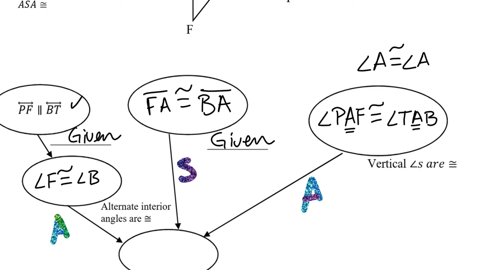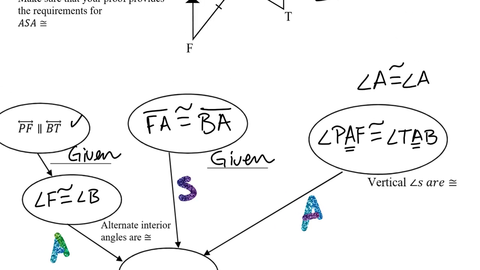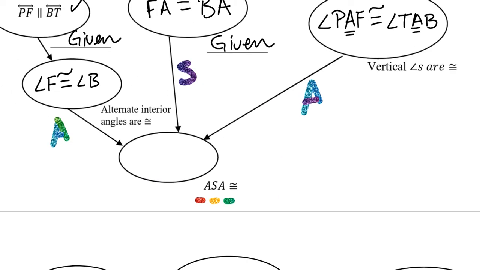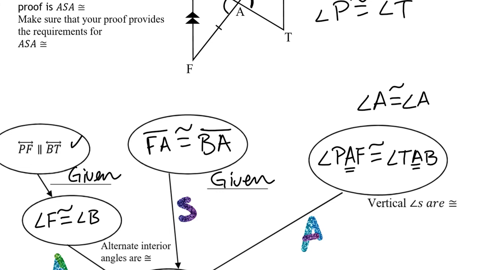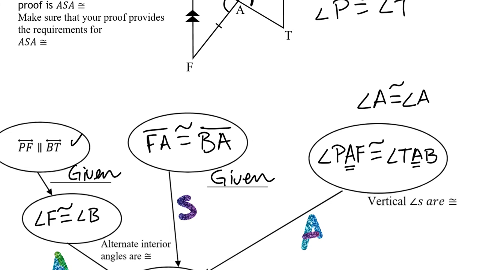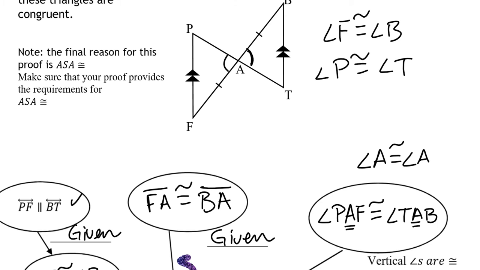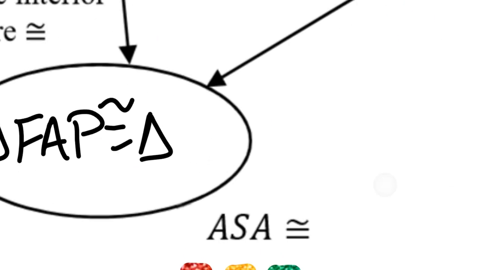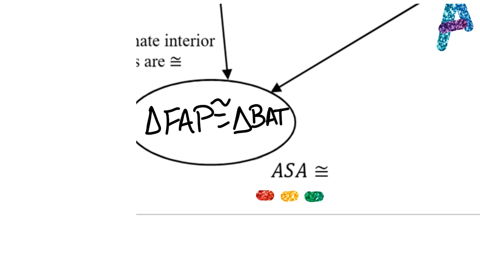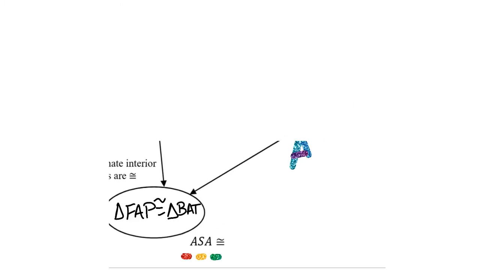So I'm just going to go ahead and say triangle FAP is congruent to triangle, and as I write this, FAP is going to go with BAT, triangle BAT. So fabulous.